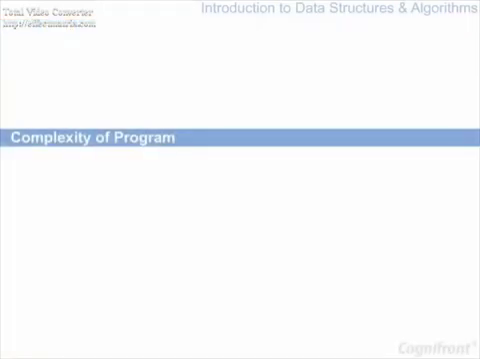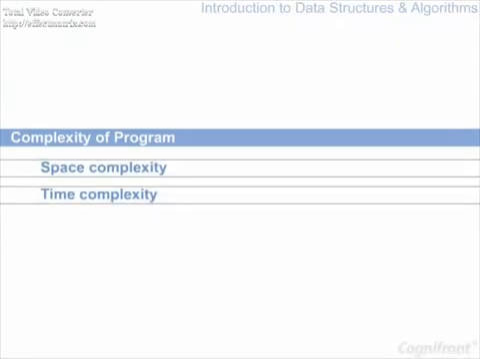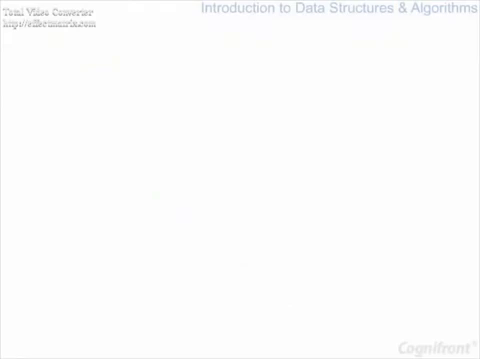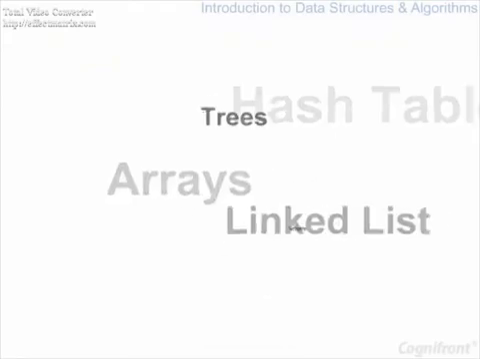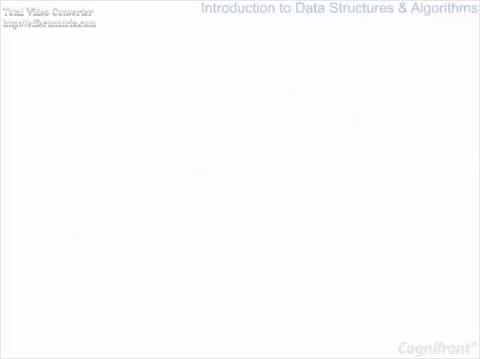So, in this way, the performance of the software is decided by its space and time complexity. Note that if software must execute in less time, then it requires more space and vice versa. So, there is a trade-off between space and time complexity. So, friends, now we are ready to get started with various data structures in the next sessions.